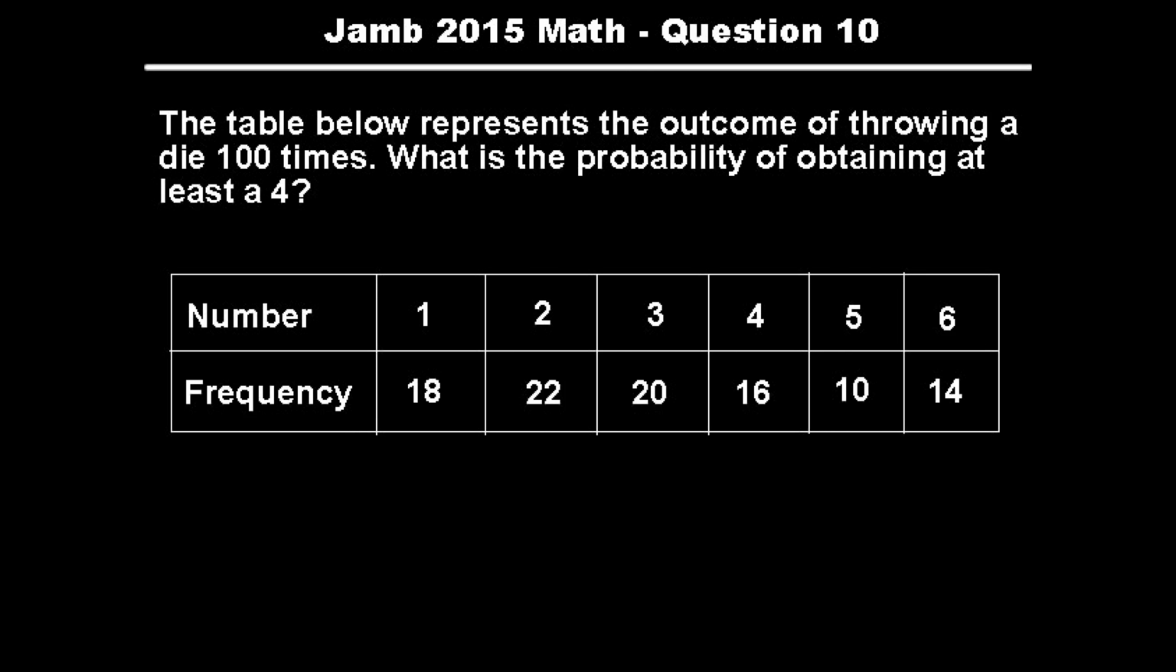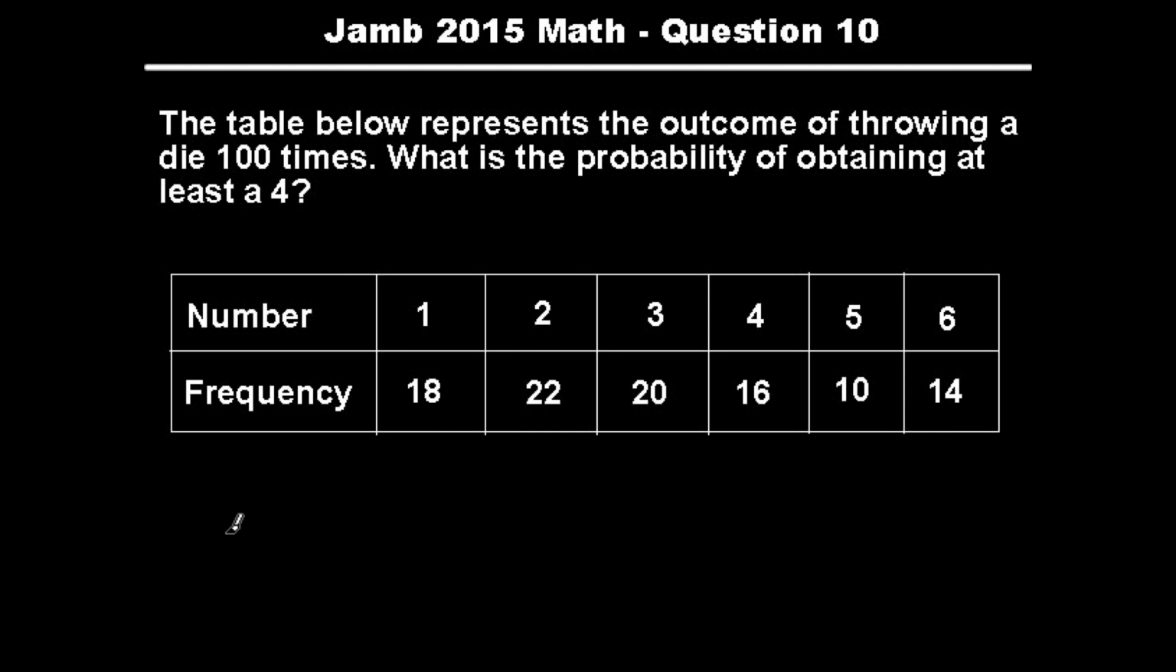All right, we're looking at question number 10 of the JAMB 2015 math exam. In this question, we're given a table and we're told that it represents the outcome of throwing a dice 100 times. And we're asked to find the probability of obtaining at least a 4. As with all probability problems, the actual calculations you have to provide are very, very simple ones, usually basic arithmetic. The challenge is understanding what you're being asked.